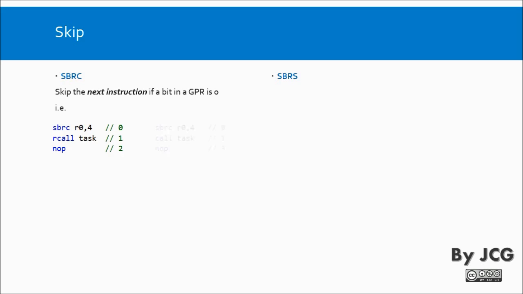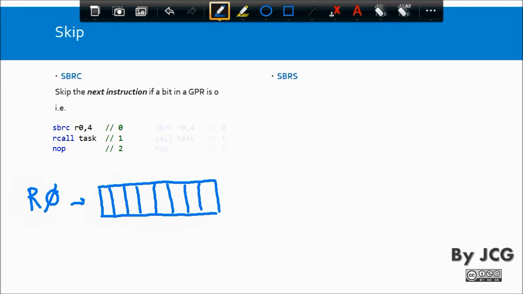So here we have the following code. At address 0 we have stored the skip if bit in register is cleared. In address 1 we have relative call, and in address number 2 we have a NOT operation. So register 0 has 8 bits. This bit can be 0 or 1.